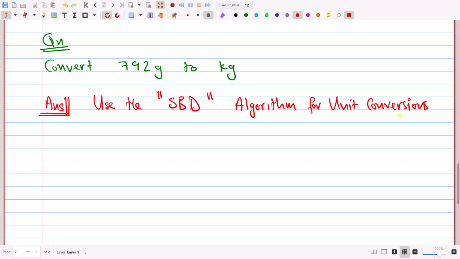You see, every time you are asked to do any unit conversion maths, there's always one rule that we use, and we call that the SPD rule or the SPD algorithm. It's more like the BODMAS kind of thing, but I refer to it as the SPD rule. So what do these three stand for?